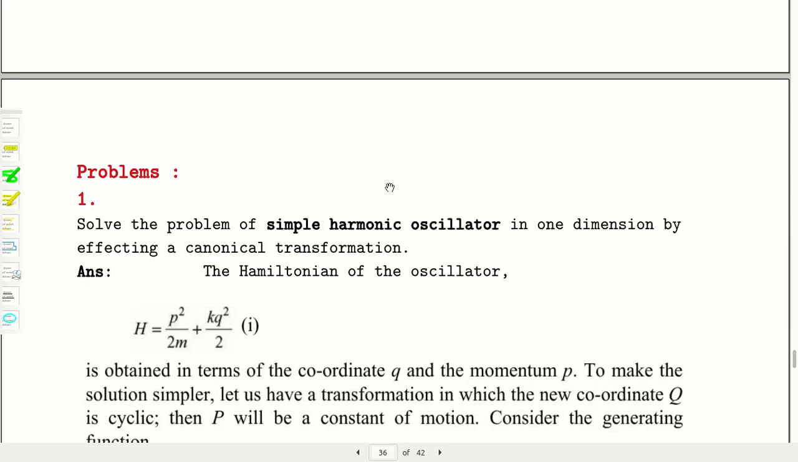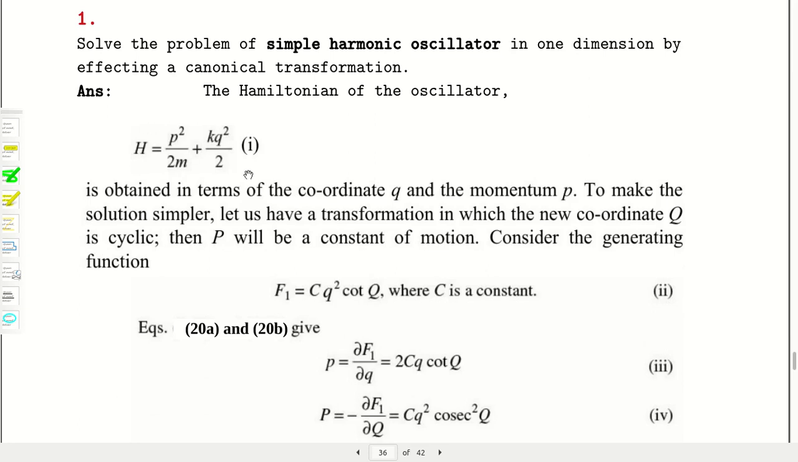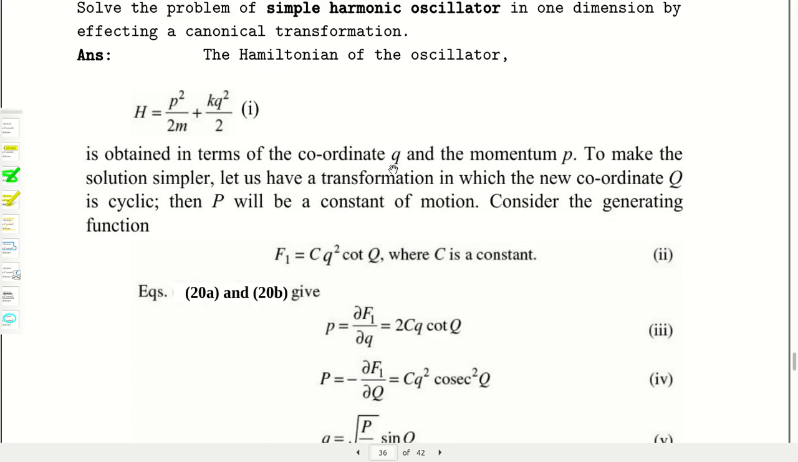Yes, the first example is the simple harmonic oscillator. Let us solve the simple harmonic oscillator problem using the canonical transformation. Here the Hamiltonian is this: p square by 2m plus half k q square. You know all this, and q and p are the old coordinates. Say in Cartesian coordinates it is px and x; small q is actually x.